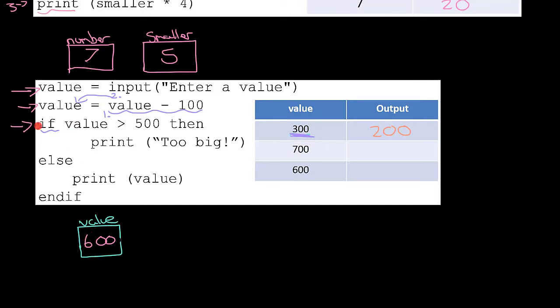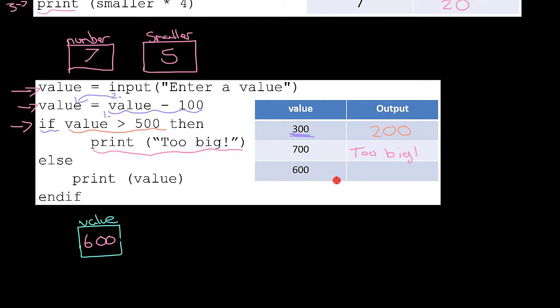Okay, next line. If value is greater than 500, then print too big. Is value greater than 500? We're looking at this condition, value greater than 500. Yes, because value is 600, isn't it? So if value is 600, then I'm doing this bit, print too big. So actually in this case, I'm not outputting a number, I'm outputting the words too big.